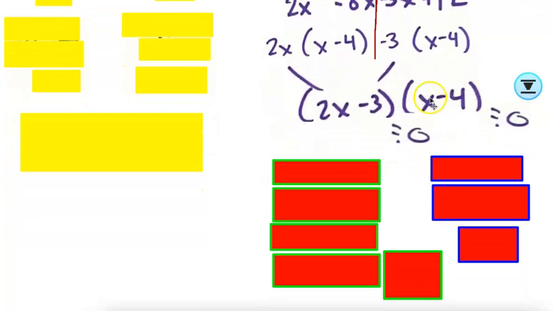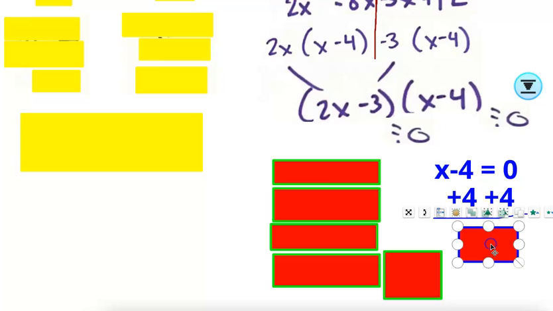Let's do this right one first because that one's not bad. I've got x minus 4 equals 0. I'm going to add 4 to both sides. I get my answer of 4. Again, you could just switch the signs.